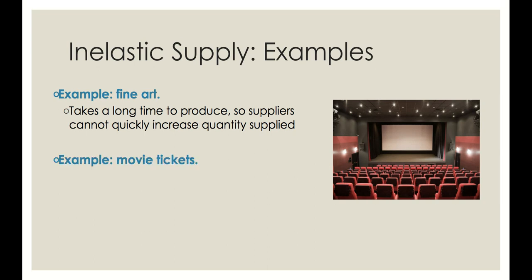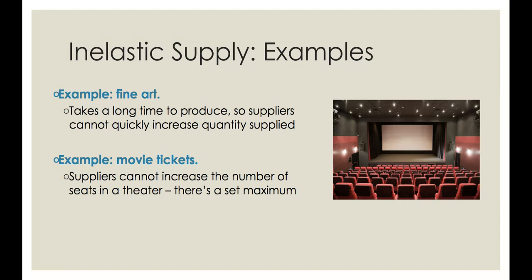Another example is movie tickets. The reason is that there are only so many seats in a theater. So if the price of movie tickets rises substantially, suppliers can't dramatically increase quantity supplied because there are just only so many seats in a theater. If you sell 200 tickets and that's the maximum quantity of seats in your theater, and the price rises, you can't increase to 250 unless you want to add more seats. And again, make sure you write these examples down.